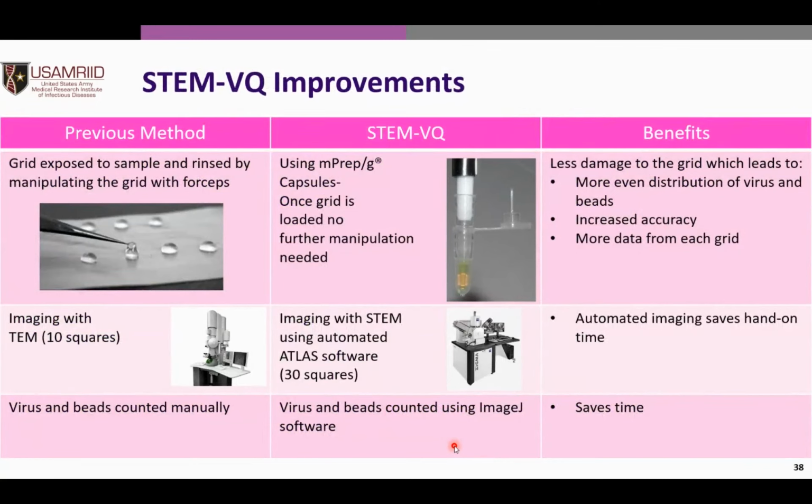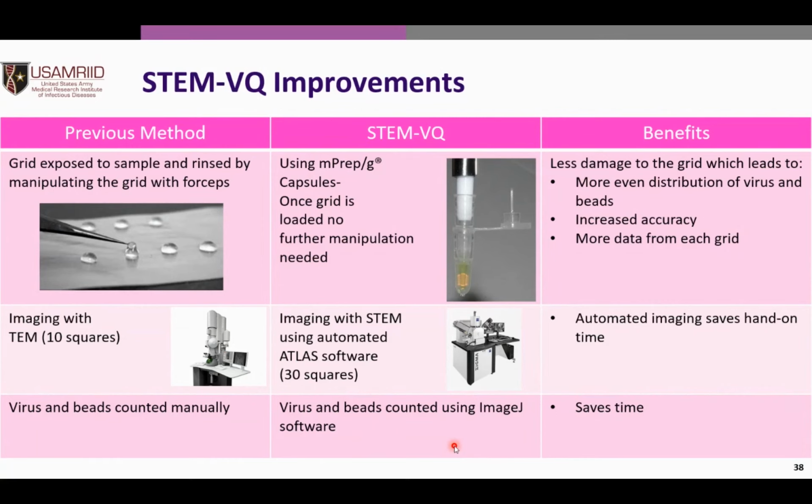So the first thing we included was the mPrep system, which we've talked about quite a bit, but it minimized grid handling. So the short and sweet of it is the mPrep capsules gave us much more usable grids, which gave us a lot of data that we didn't previously get out of the BSL-3 and BSL-4 stock preps. And that really made a huge difference for us.